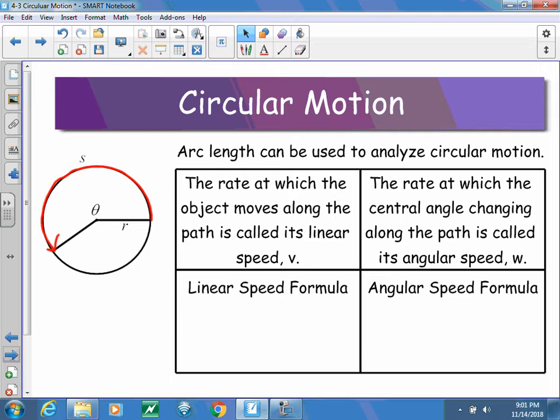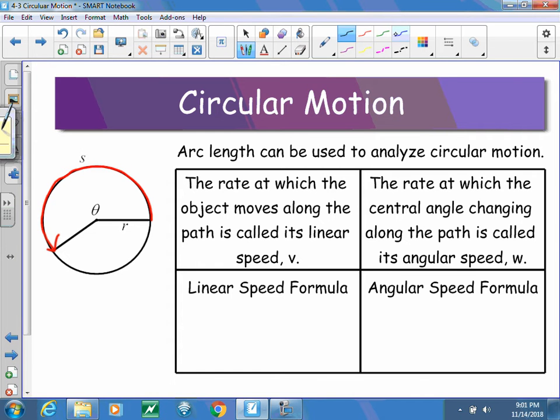Arc length is going to be used to analyze our circular motion, which we talked about yesterday. The rate at which an object moves along a path is called its linear speed, which makes sense. If you're moving a car, that's its linear speed. Then there is the angular speed, which is the rate at which the central angle changes along the path. In the video that I'm going to attach, she does a really nice job explaining the difference between these two.